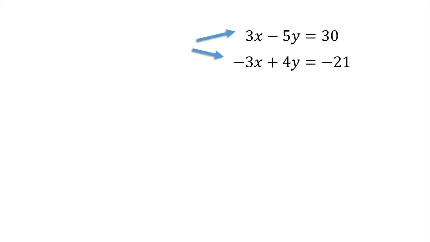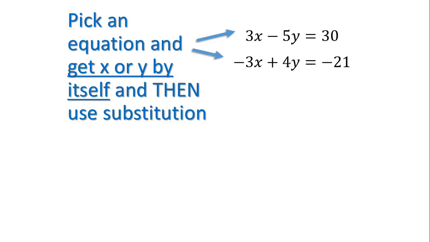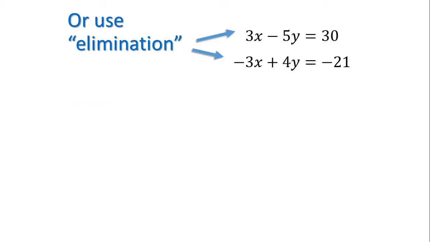The first reason being that both of these equations are in standard form, meaning that none of these variables are by themselves. Thus, in order to substitute, we need to first pick an equation and get x or y by itself, and then use substitution. We didn't have to do that in the problems that we saw last week because we already had a variable by itself. We could solve that system that way, or we could use a different method called elimination.